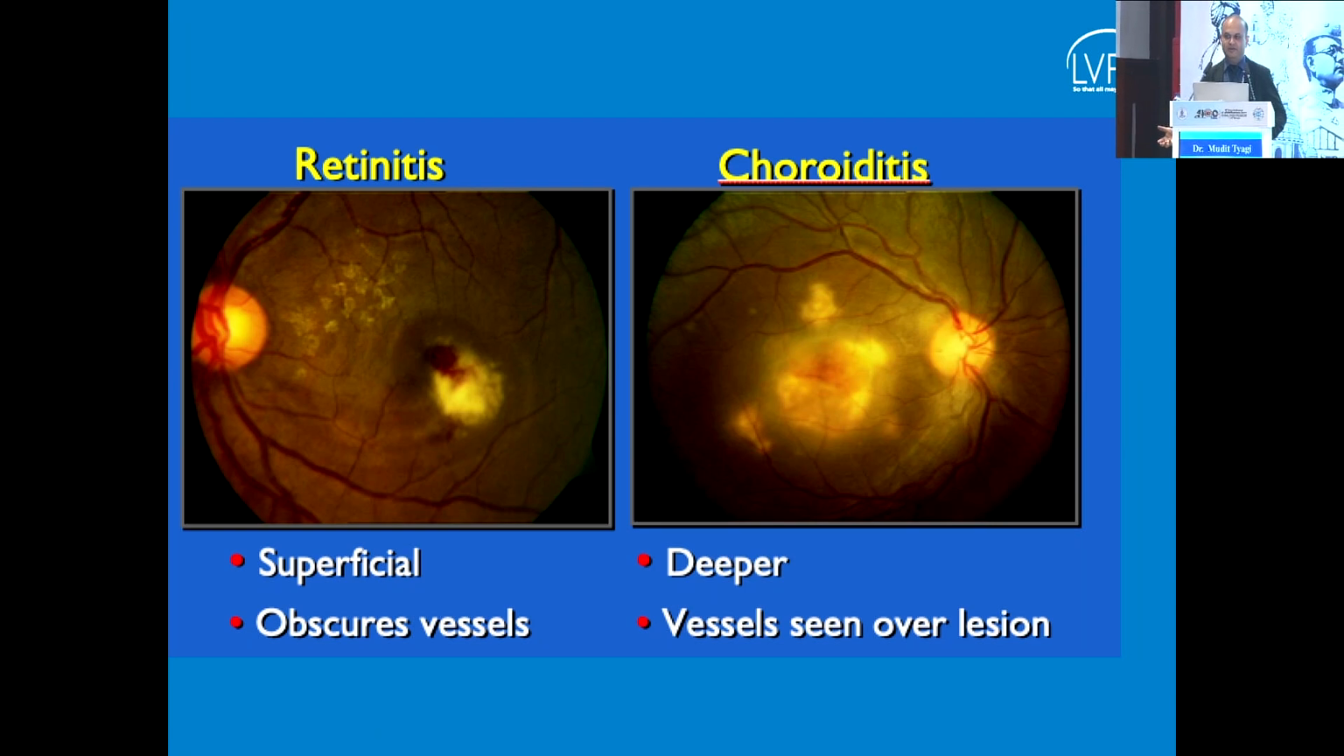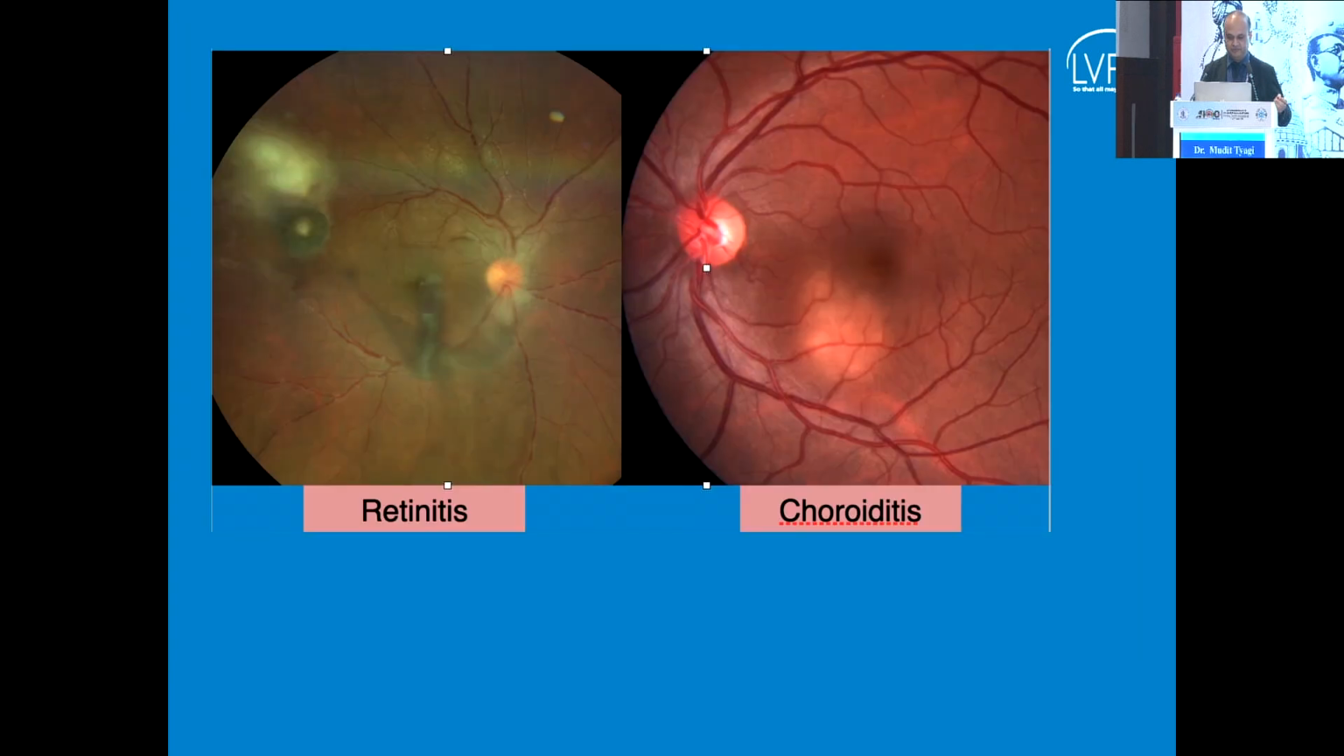So these are lesions which are emanating from the choroid, will be lifting things up, and you can see a vessel which will be passing over the lesion. So if you can identify the vessels coursing over the lesion, then it's predominantly a choroiditis lesion. Otherwise, if the lesion obscures the underlying blood vessel, then you're dealing with a predominantly retinitis lesion. Like if you see this, again you see a scar and you see a lesion over here which is obscuring the underlying vessels. So obviously a retinitis, whereas if you see this lesion over here, you can see a deeper lesion with vessels coursing over it. So that's a lesion which is emanating from the choroid and therefore a choroidal lesion.